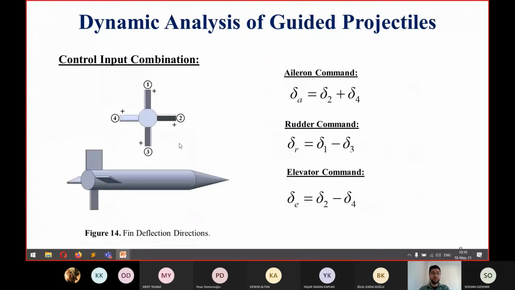Now I want to show you my control input combination for the basic fin reference projectile. My aileron command is fin number 2 in positive direction and fin number 4 in positive direction. My rudder command is fin number 1 in positive direction and fin number 3 in negative direction. My elevator command is fin number 2 in positive direction and fin number 4 in negative direction. This is my control input combination for the basic fin reference projectile.